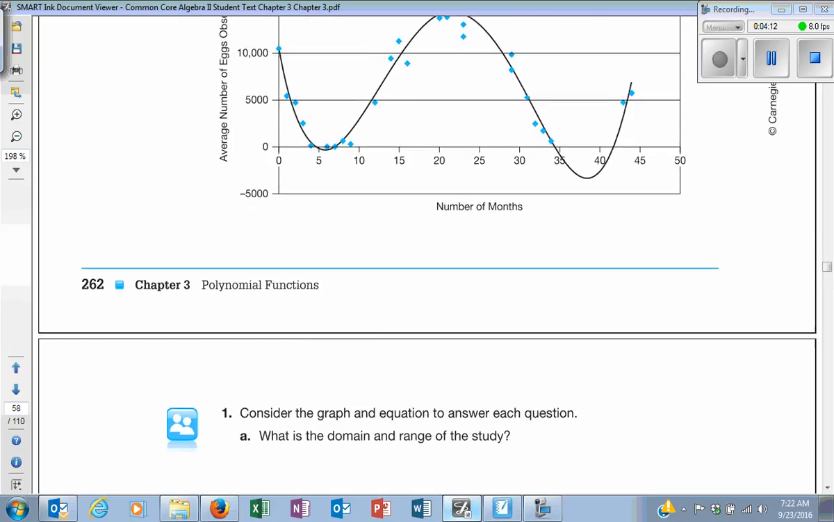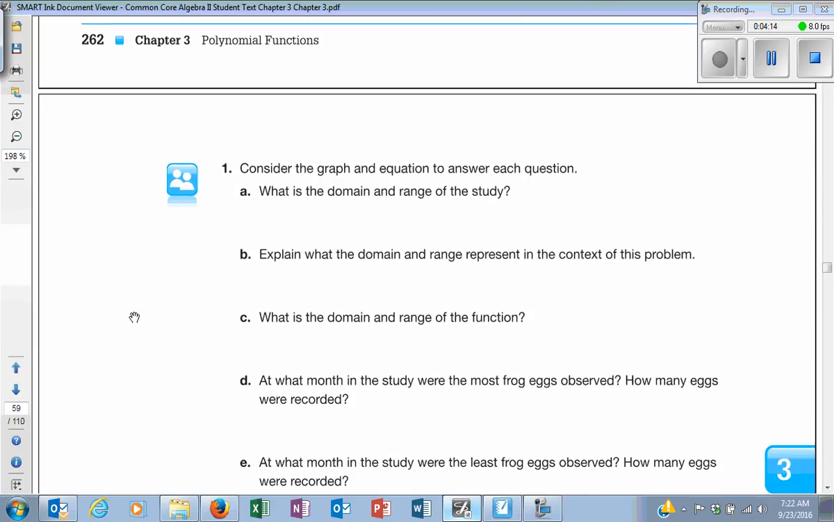So, what is the domain and range of this study? What is domain really? Which I know that we have a hard time with, but we've heard these words for a long time. So it's about time to start knowing what they mean. What does domain mean? Domain means, what are all the x's? What are the possible x's?